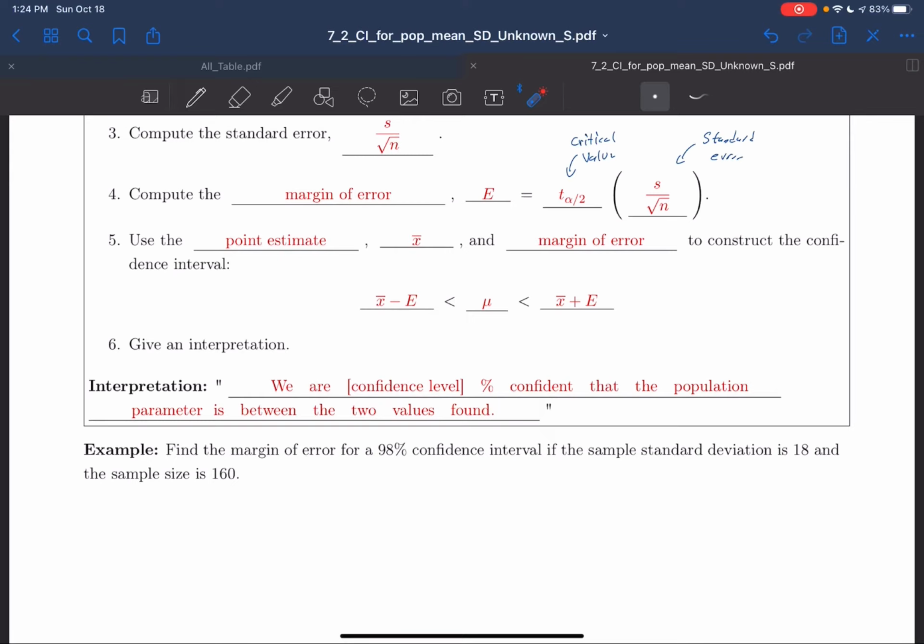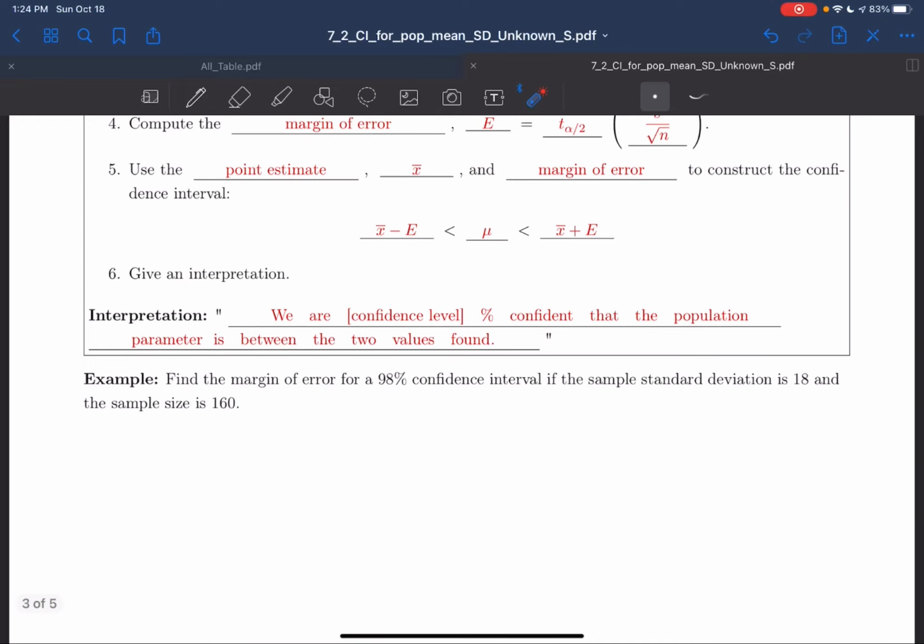But finally, we want to actually give the interpretation. And again, this is really important. We usually say, for example, if we're using a 95% confidence level, we are 95% confident that the population parameter is between the two values found.